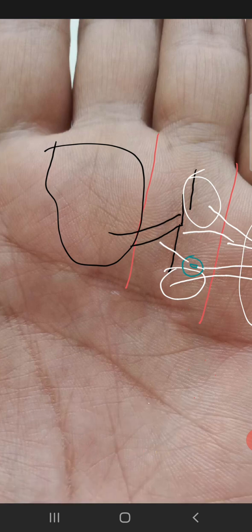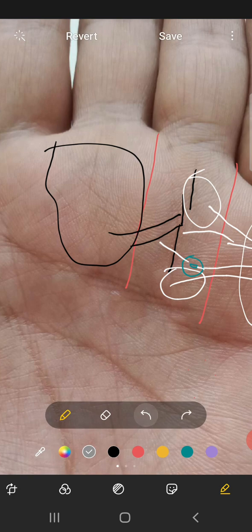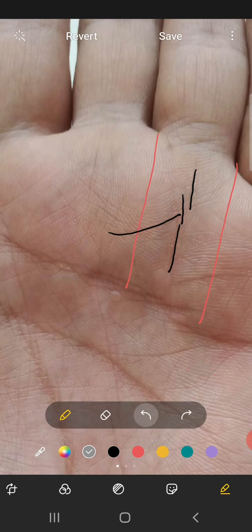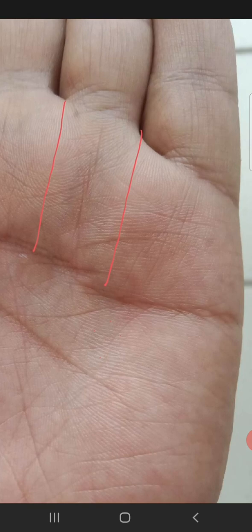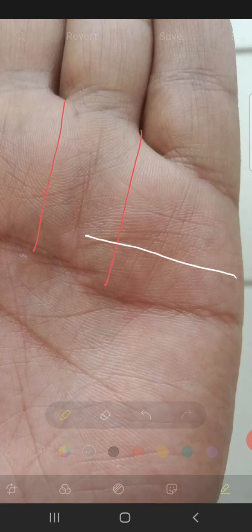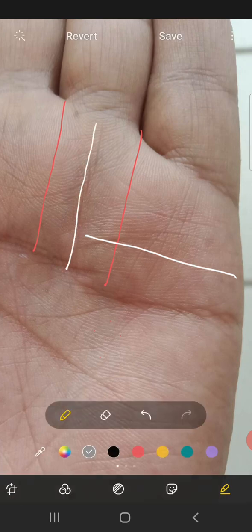Now there is one more. Sometimes, in very rare cases, you see a line. I will show you this line clearly. See, it originates from here and goes up to this part. A straight sunline has to be there, Thai Rekha. This one goes and touches. It doesn't cross. Remember, it doesn't cross.